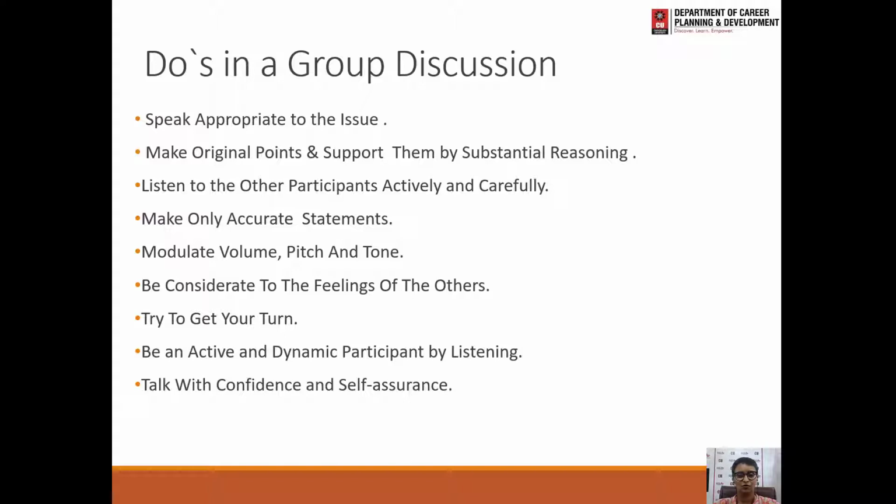By modulating your pitch and your tone, and your volume should be perfect. All these collectively give a message to the interviewer and the moderator that you are highly confident.